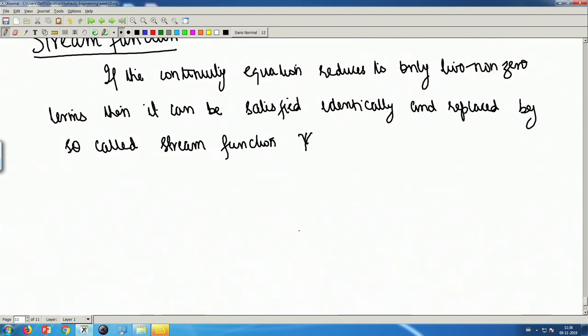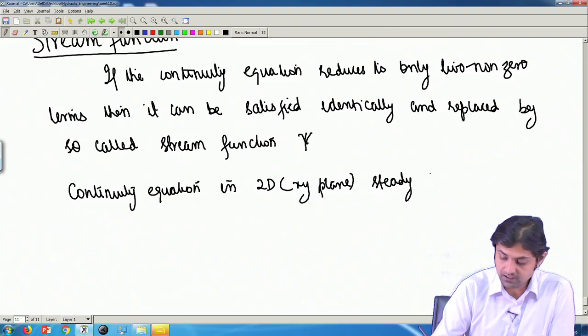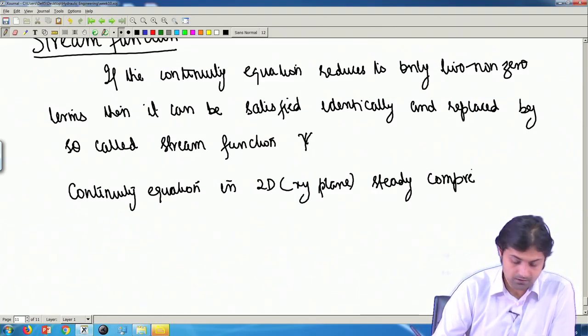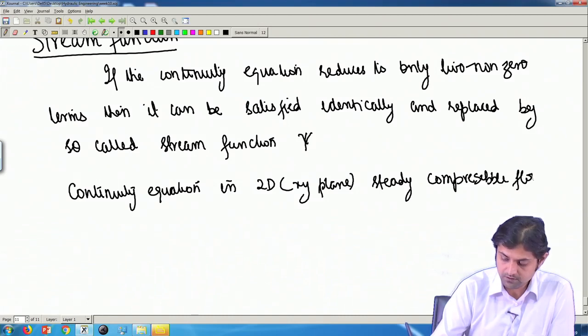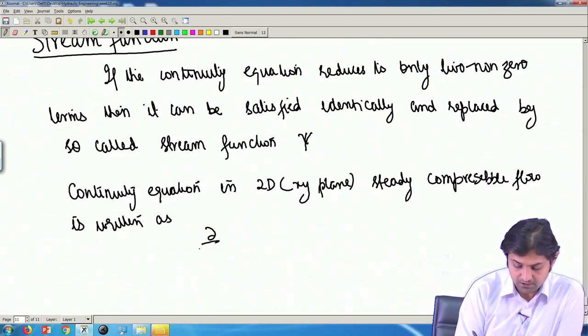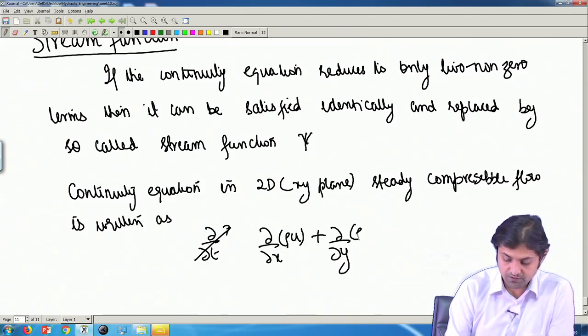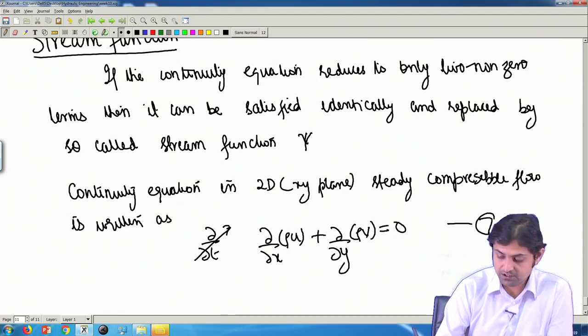Okay. So, the continuity equation in 2D, let us call it xy plane, for 2D steady compressible flow is written as, if it is steady, that means there is not going to be any del del t term, right. So, we will have only del del x of rho u plus, because it is compressible, del del y of rho v is equal to 0, right. This is equation number 7.